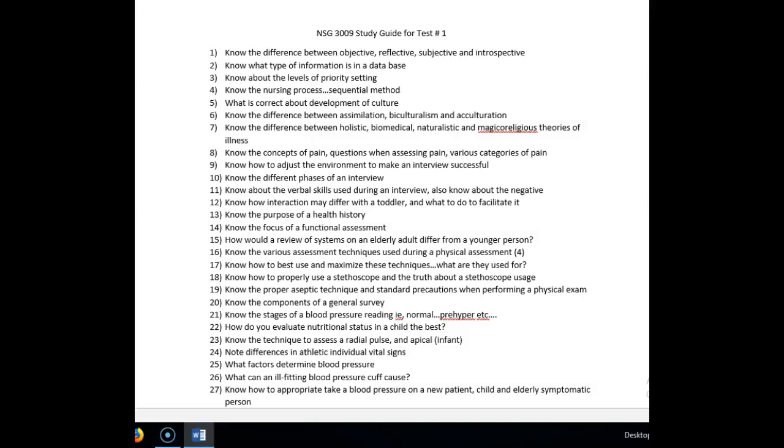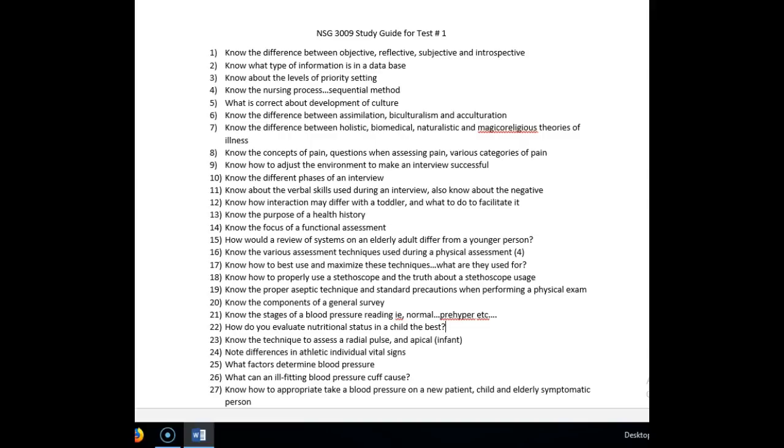If you look at PowerPoint number 5, you know that the normal rate for respiration is 10 to 20, and it should be easy and unlabored. When you start charting, I want you to start saying it's unlabored. Unlabored means the person is not experiencing any active shortness of breath. So, apnea means no respirations. The person ain't breathing.